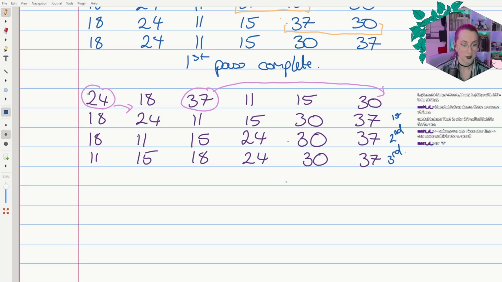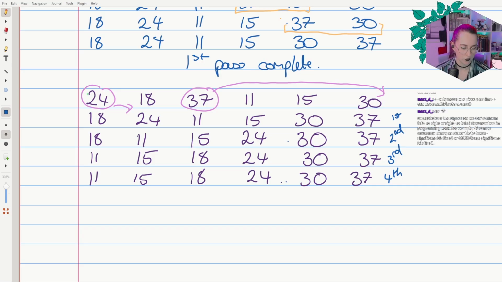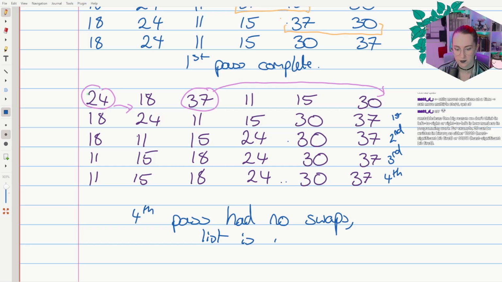But we swapped things, remember? We swapped the 18 with the 11 and the 15. So we do need to go again, because we didn't have no swaps. 11 compared to 15 is all right. 15 compared to 18 is all right. 18 compared to 24 is all right. 24 compared to 30. 30 compared to 37. So the third and fourth passes look identical, but the third pass had swaps in it. The fourth pass had no swaps. The list is in order.